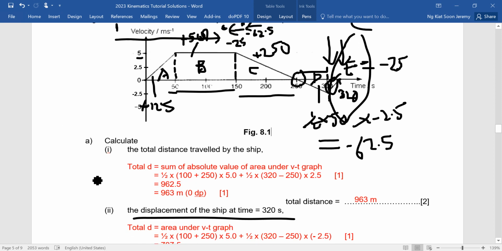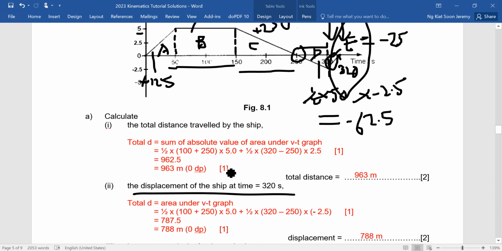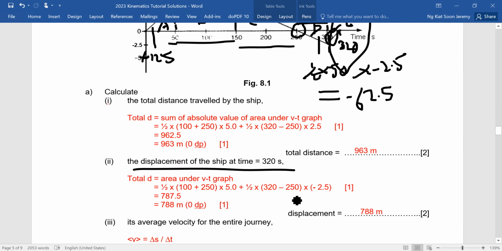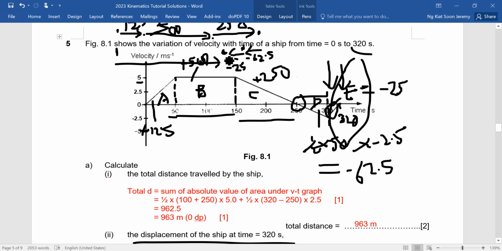So when you calculate displacement, you sum these three areas, then you minus 25 and minus 62.5. You should get 787.5. So this length over here, I'll try and draw it nicely for you, is your displacement. This is the start. This is after E. And this length is to the right.